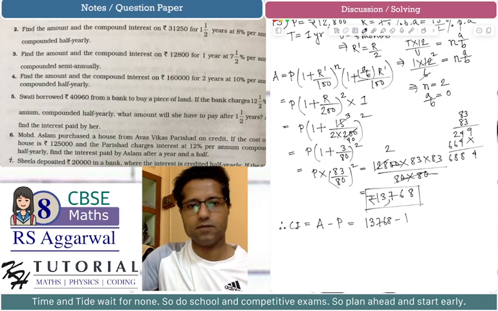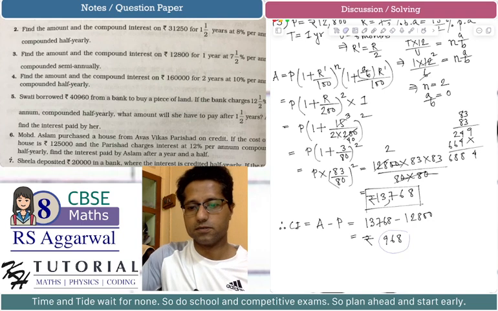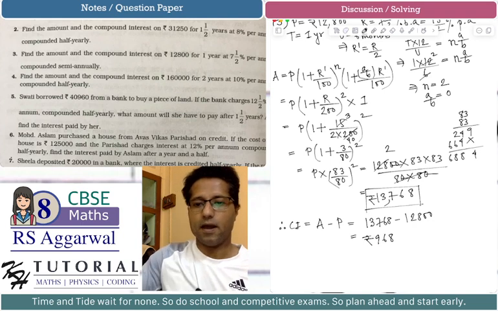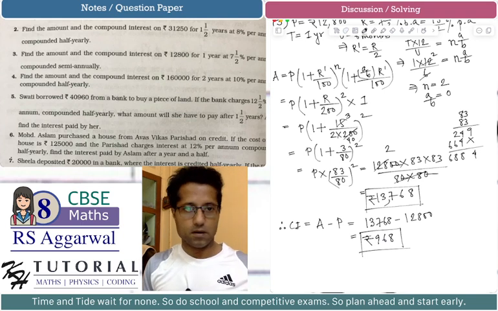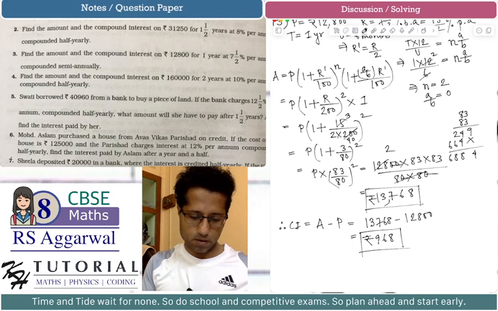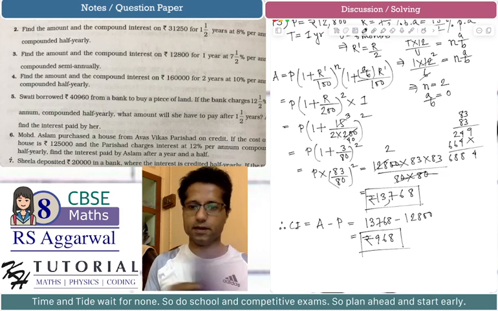13768 minus 12800, which is equal to 968. Rupees 968 is the compound interest, and the amount is rupees 13,768. This is problem number 3. The answer is 13,778, and the compound interest is 978.